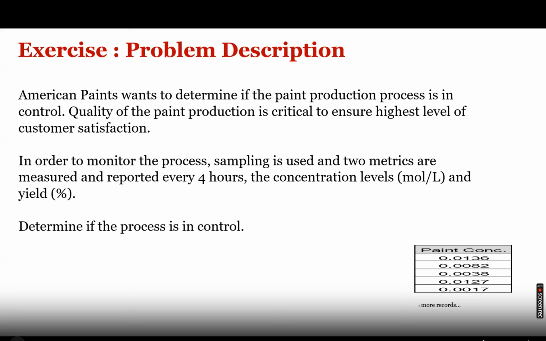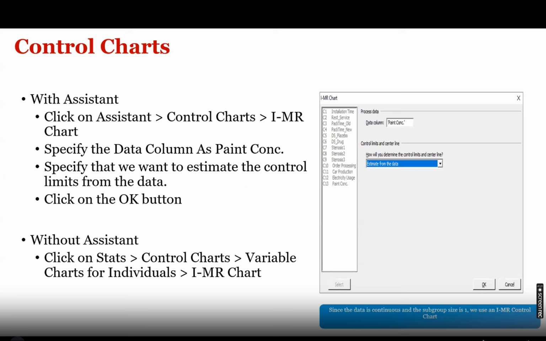And because it is continuous data and there are no subgroups mentioned, we will do an IMR chart, individual and moving range chart. Whereas if the subgroup size is less than 8, we do an X bar R chart. If it is greater than 8, we will do an X bar S chart.